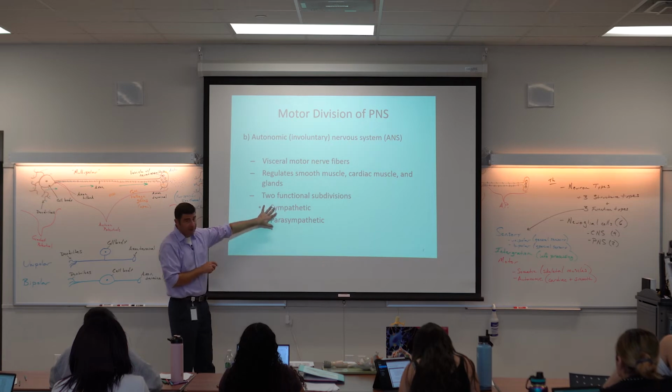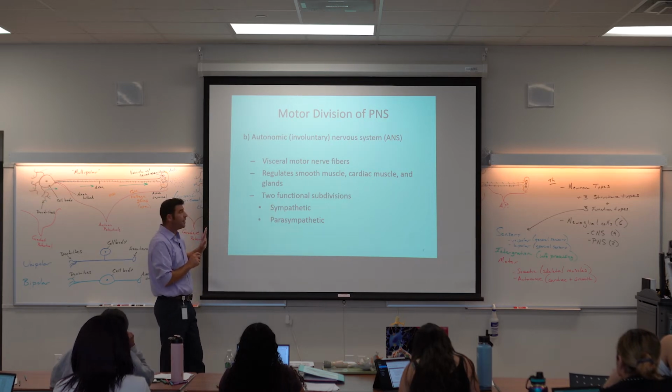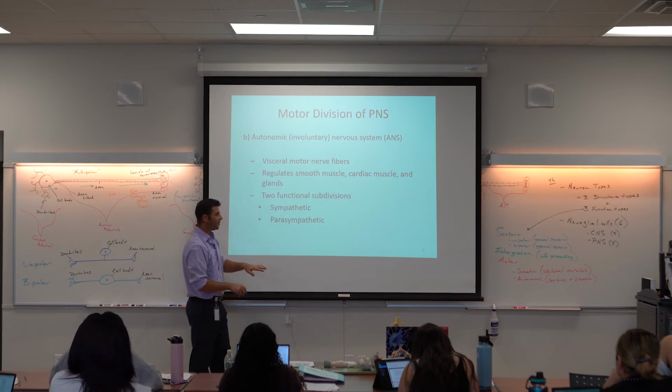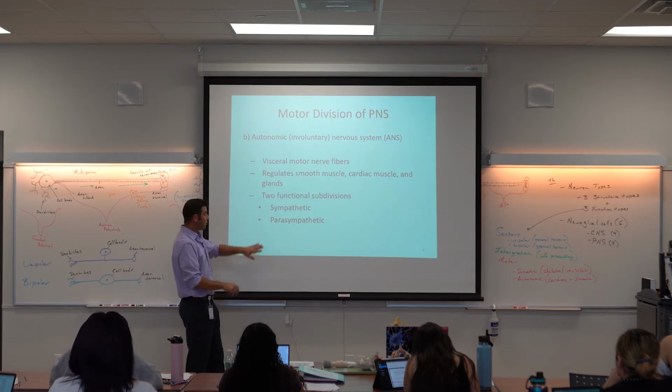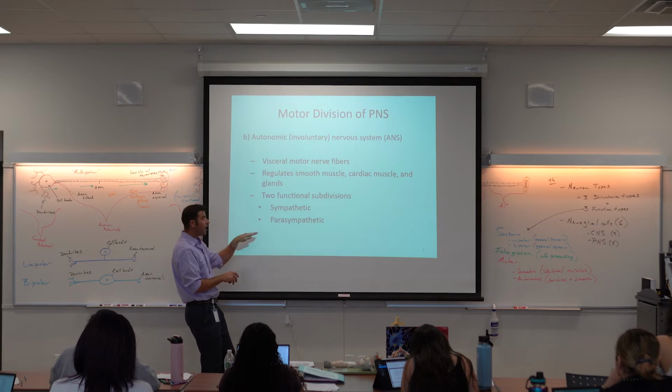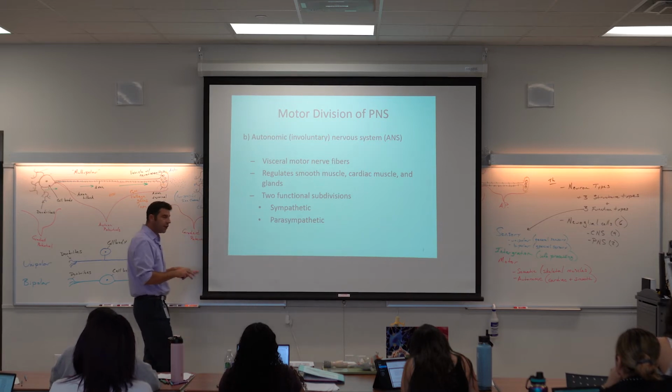This is actually Unit 5 information, so we won't really get into the details of it yet. But when we talk about how that autopilot works, it has two settings. Either fight or flight, which is sympathetic, ramps everything up, or what we call rest and digest, and that is parasympathetic signals, slow everything down.